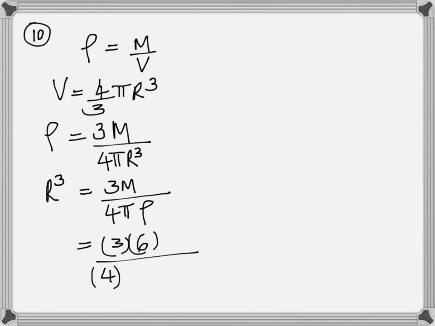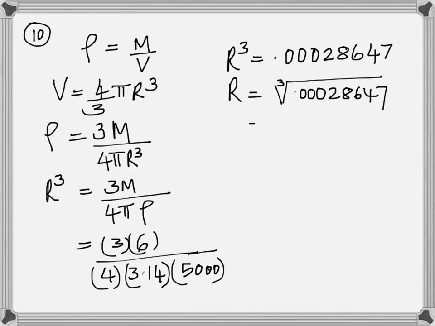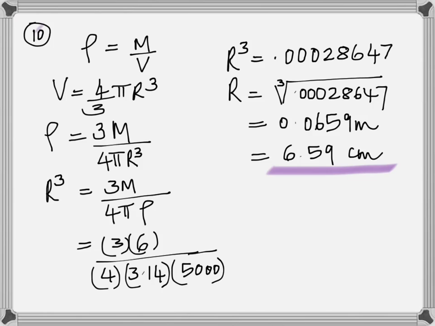Mass is 6 kilograms, and the density is given as 5,000. So you get r cubed is that number, really small. You have to take the cube root of that. Cube root of that number gives you the answer, which is 0.065 meter. Because the answers are given in centimeters, multiply that with 100, 6.59 centimeter.